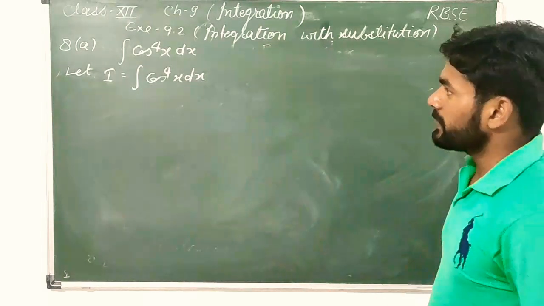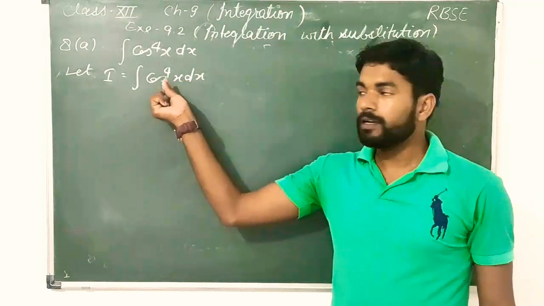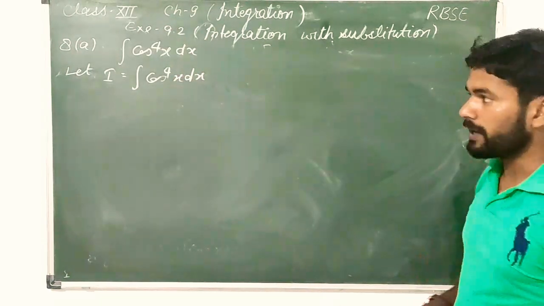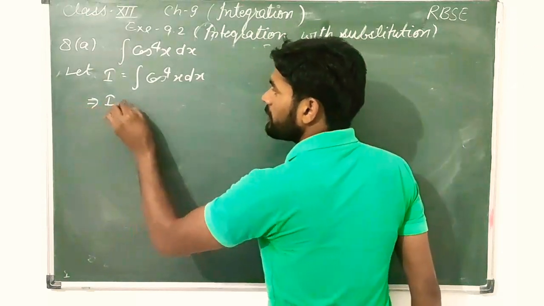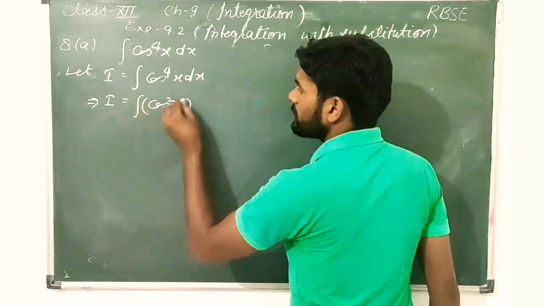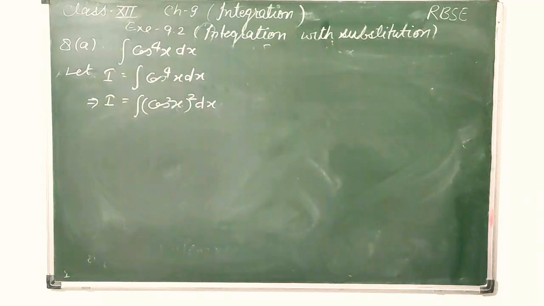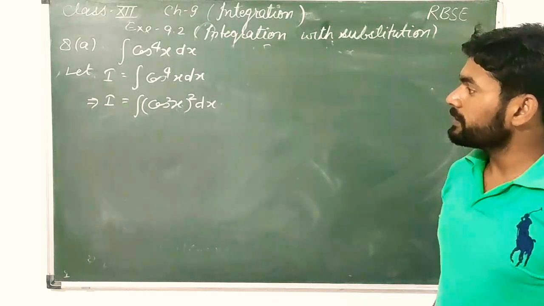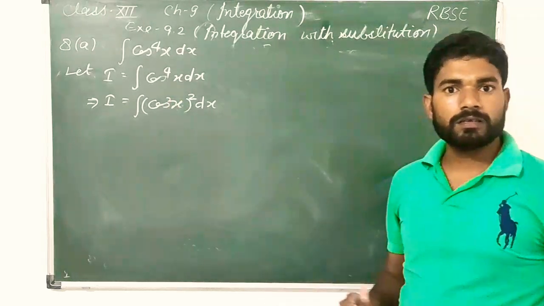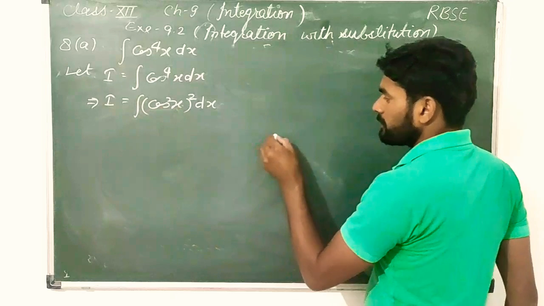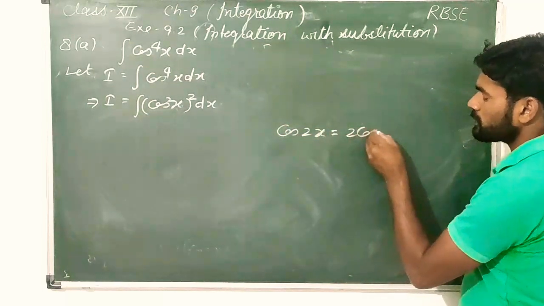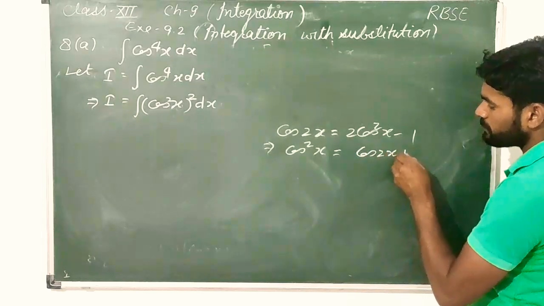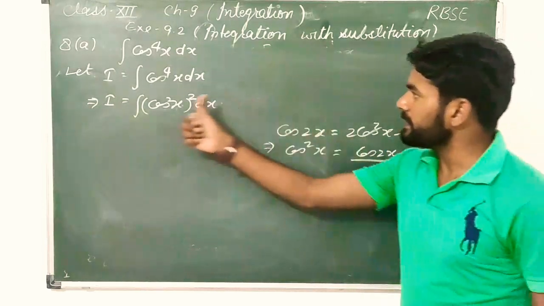Now, what do we have to write? We do not have a direct identity to solve cos to the power 4x. So we will split the powers in the form of squares. We can write from here I is equals to integration of cos square x to the power 2 into dx. And in the integration, just remove the squares as much as possible. To remove the square, we know that cos 2x is equals to 2 cos square x minus 1, and from here cos square x is equals to cos 2x plus 1 upon 2. So just apply this identity here.